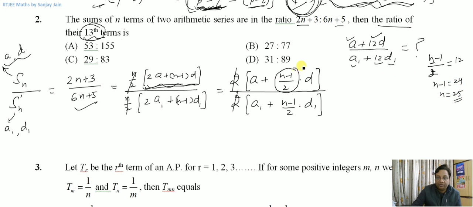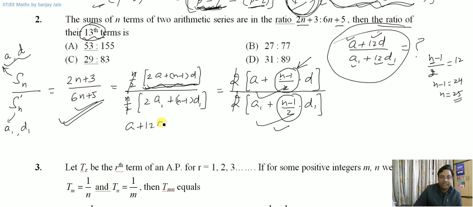So if I put n equal to 25 in this expression, I'll have 12 here, right? Which is what I require. So I need to replace this n with 25. Now if I replace n with 25 on this side, then I'll have to replace n with 25 everywhere. So this will become the desired thing: a plus 12d divided by a1 plus 12d1, and this will become my answer. Now n has to be replaced with 25.